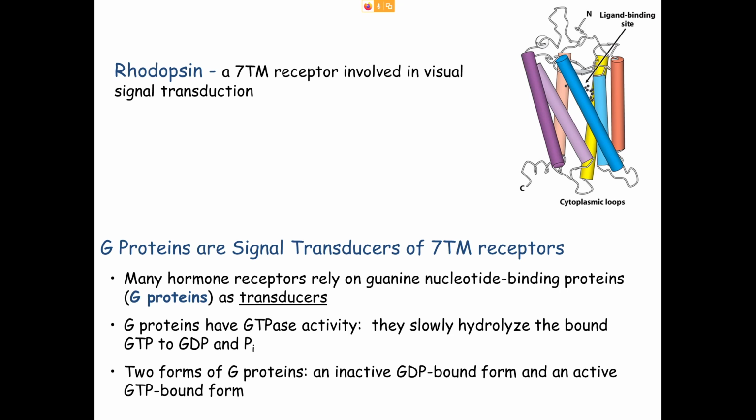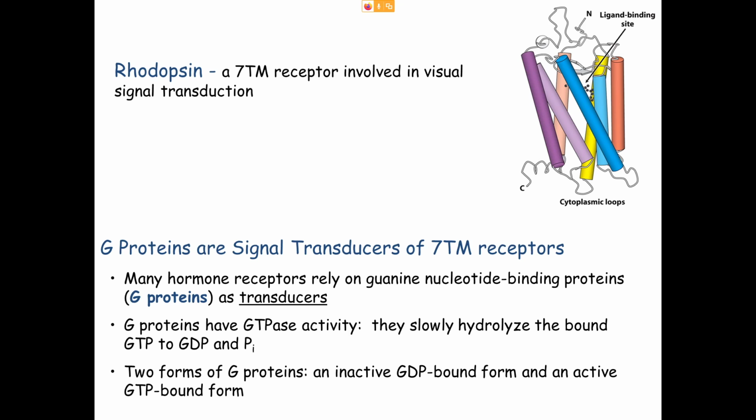So it's not just one thing. This process can be used to detect lots of things, including light or other molecules. But once it gets to the inside of the cell, we have a very common thread for all of these. They follow very similar pathways. And these are called G proteins.